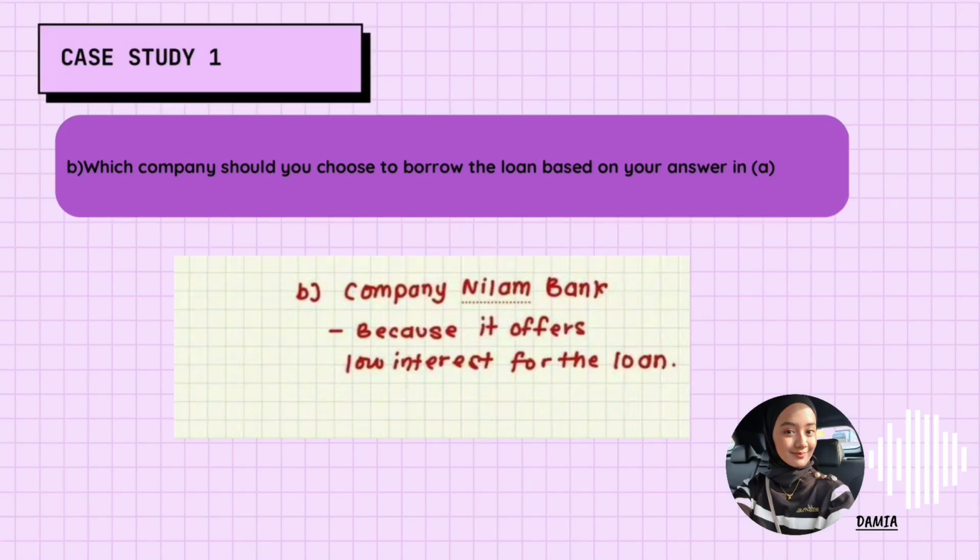So for the next question, B, which company should you choose to borrow the loan based on your answer in A? So the answer is Nilam Bank, because it offers low interest for the loan. So when you make a loan, the thing that you need to consider is the bank that charges the low interest to pay. Why? Because you don't want to pay a big amount of money when you make a loan at a bank.